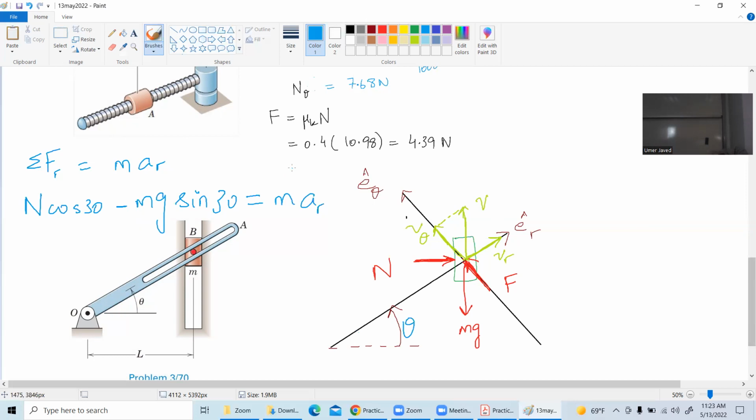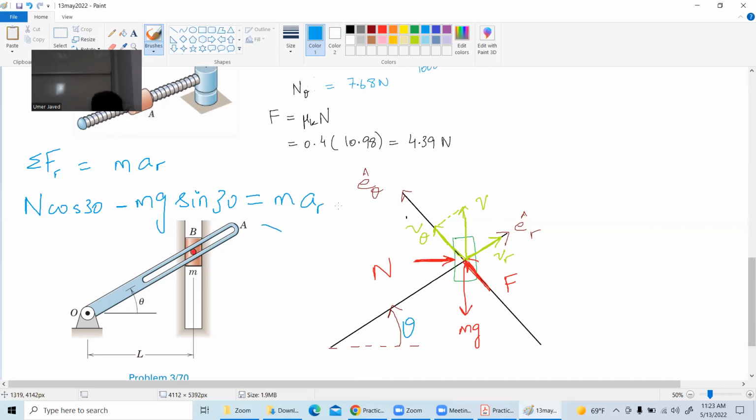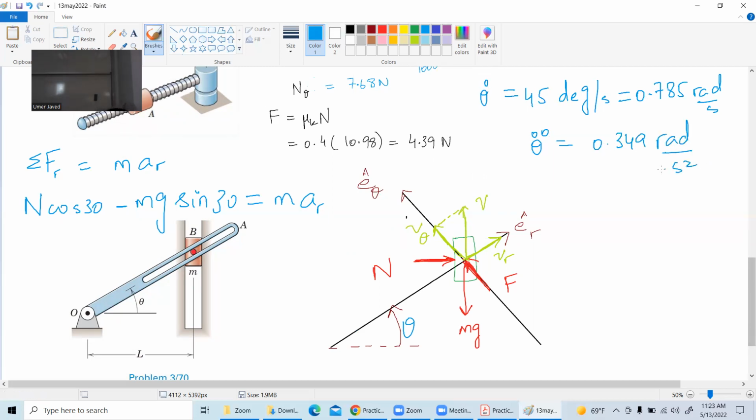Okay, so now that I have all of this, let's find out a_r and the rest of the quantities. So I will say theta dot is 45 degrees per second, then theta dot is 0.785 radians per second. Then I have theta double dot is 20, which I will use as 0.349 radians per second squared. I converted.